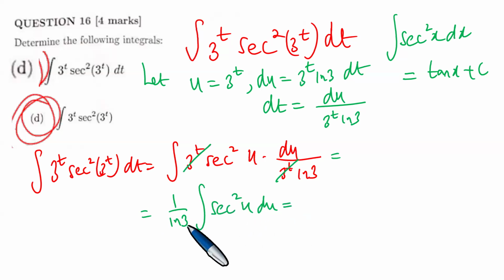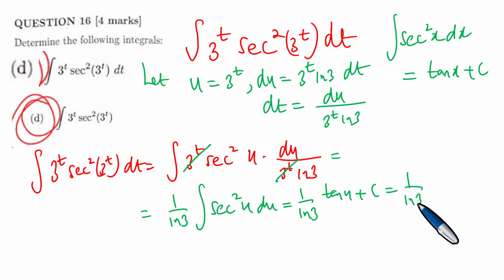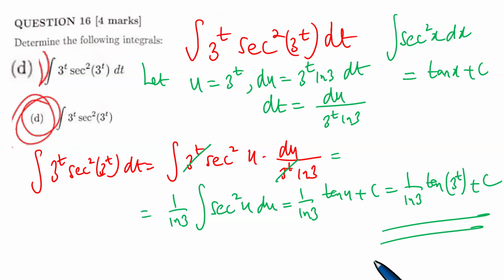Note that we're taking the 1 over ln 3 out. The reason for the removal of the ln 3 is simply because the ln 3 is a constant. So we have 1 over ln 3, and then we have the tangent of u plus c. What is u? It is exactly 3 to the t. So the answer is 1 over ln 3 times the tangent of 3 to the t, plus c.